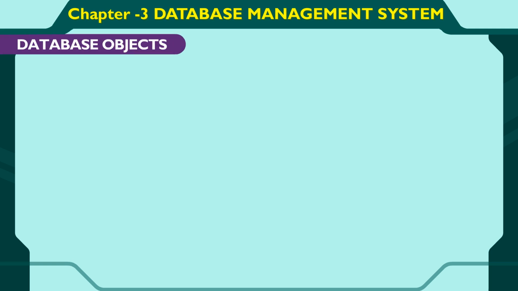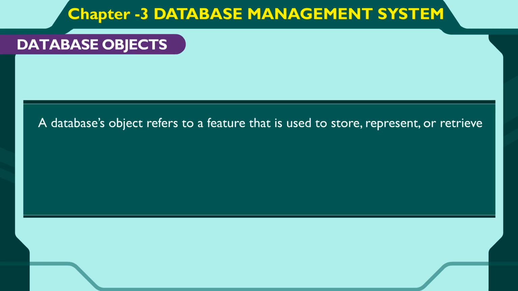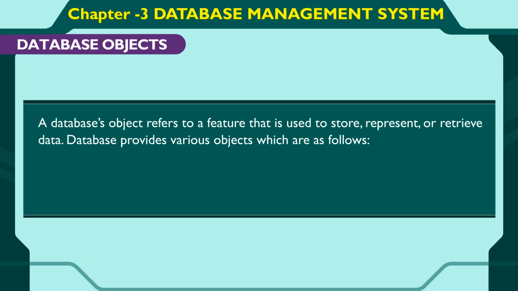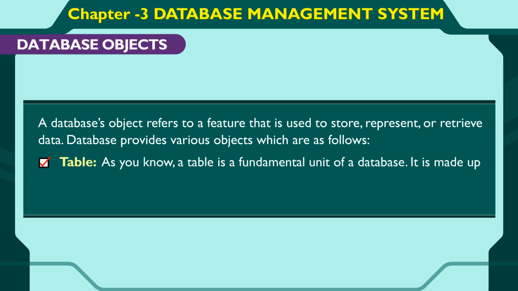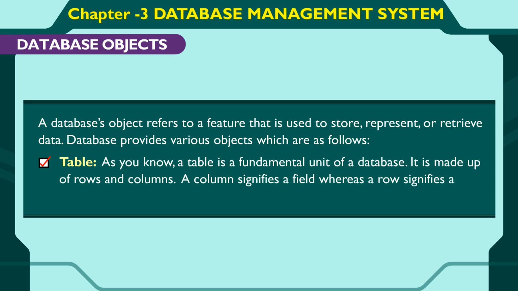Database objects. A database's object refers to a feature that is used to store, represent, or retrieve data. Database provides various objects which are as follows. Table. As you know, a table is a fundamental unit of a database. It is made up of rows and columns.